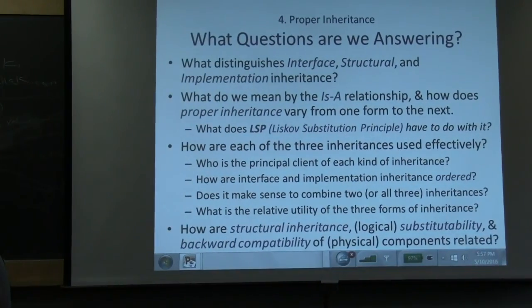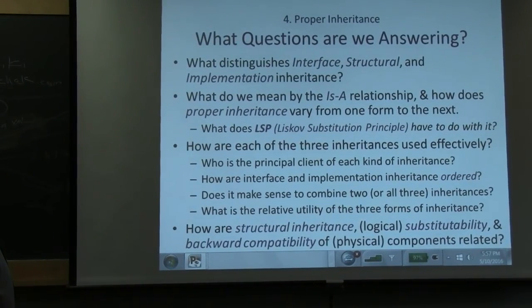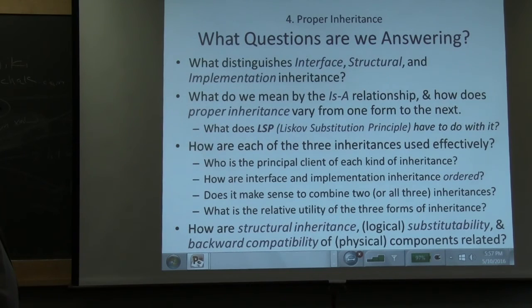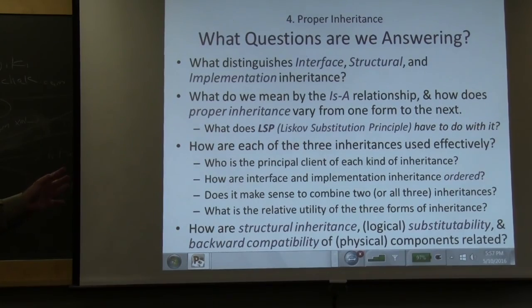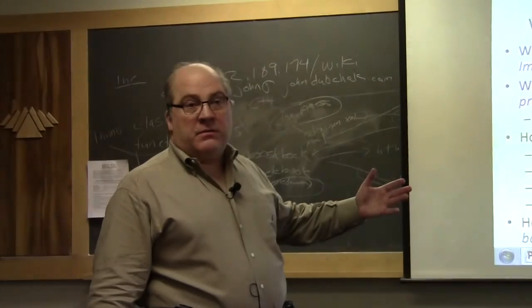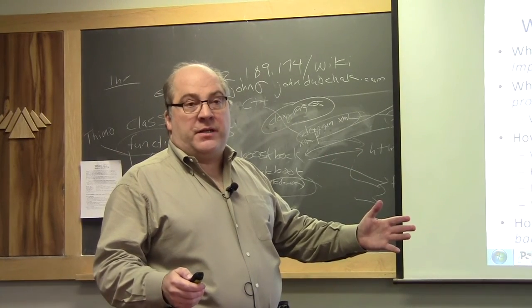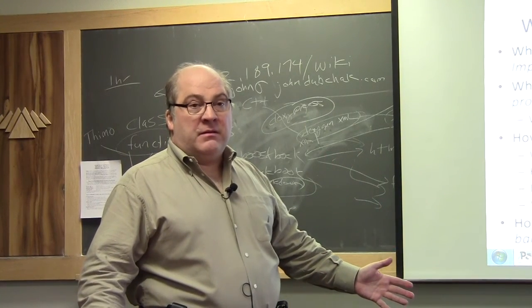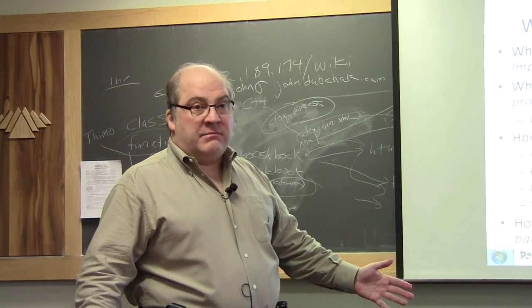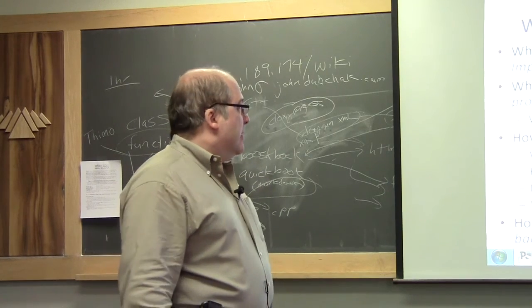Last one. How are structural inheritance, logical substitutability, and backward compatibility of physical components related? The whole idea here, I think, is one word, substitutability. If the newer version, which is the super type, does everything the older version did in terms of all programs written in terms of it, you're good. If not, you're not good, in a nutshell.